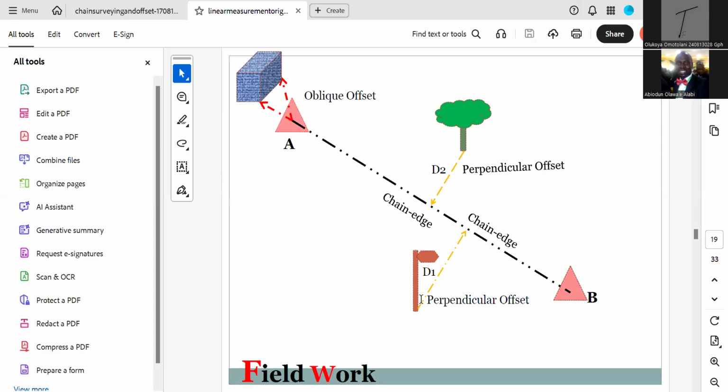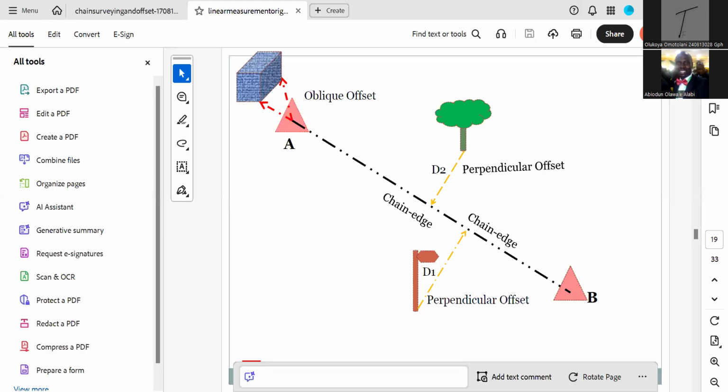So as you can see also here, a perpendicular offset is used to locate this pole. Look at this now. When the line is perpendicular, it means this main survey line is at right angles to this line. But when it is slightly bent, it is not perpendicular again. So it is called oblique offsets. Take note of that.